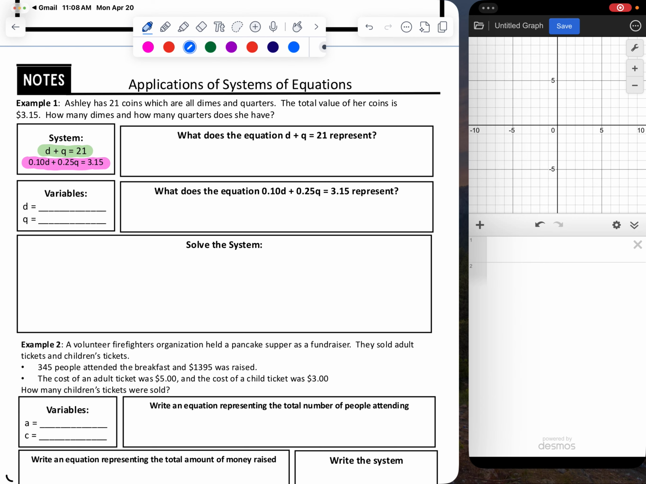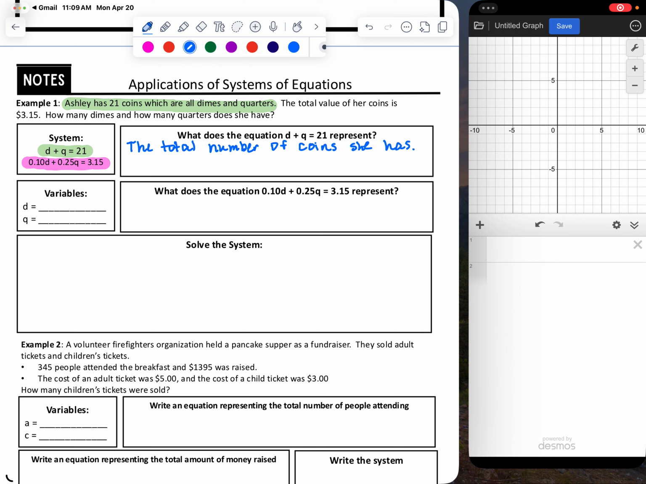So in question 1, they want to know, what does the D plus Q equals 21 represent? So go back to that very first sentence where it says Ashley has 21 coins, which are all dimes and quarters. So the D plus Q equals 21 represents the total number of coins she has.